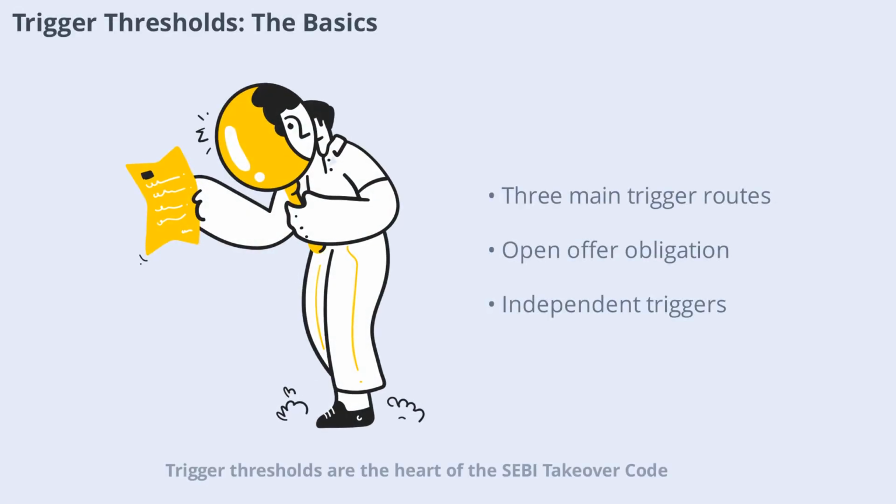Trigger thresholds are the heart of the SEBI Takeover Code. They determine when an acquirer must make a public open offer to the shareholders of a listed company. There are three main routes that can trigger this obligation: the initial threshold under Regulation 3.1, creeping acquisition under Regulation 3.2, and acquisition of control under Regulation 4.